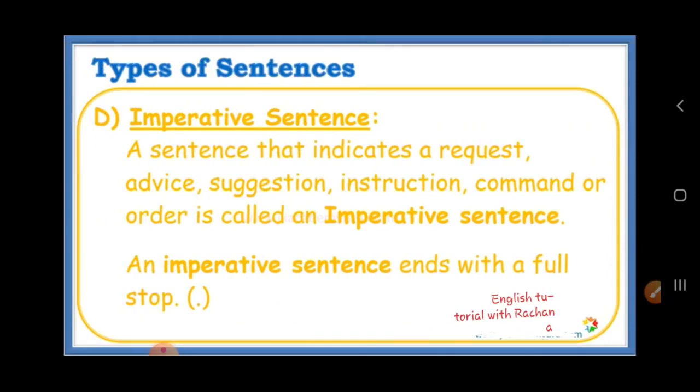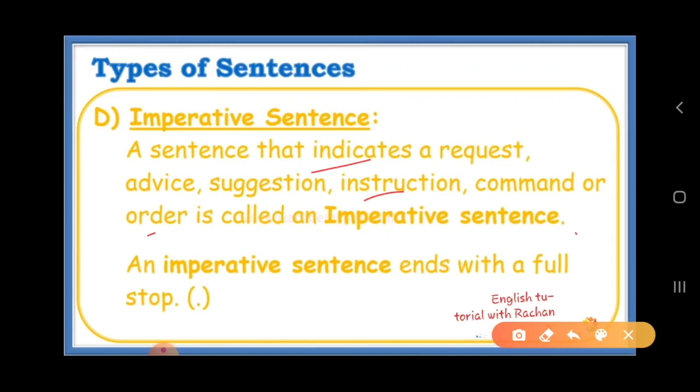A sentence that indicates a request, advice, suggestion, instruction, command, or order is called an imperative sentence. So what an imperative sentence is? इम्परेटिव सेंटेंस वो सेंटेंस होता है जो रिक्वेस्ट, एडवाइस, सजेशन, इंस्ट्रक्शन, कमांड इट मीन्स ऑर्डर को एक्सप्रेस करता है. So dear students, we have a lot of sentences that express all these feelings. Like to make a request, we can say, please help the needy people, please give me a pen, please give me a glass of water, right?